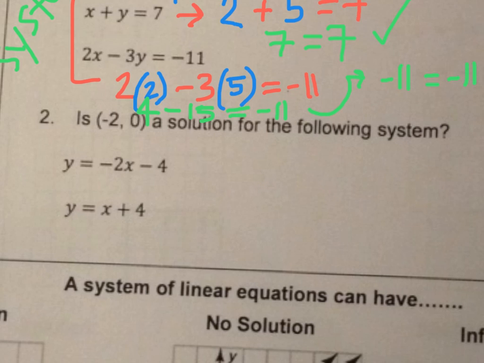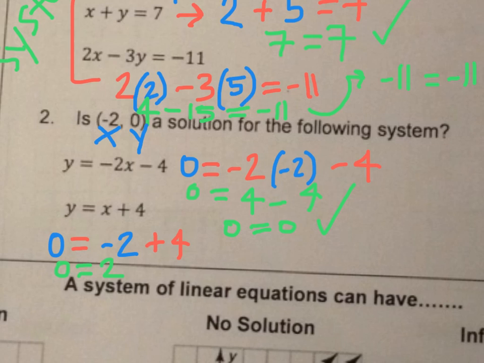Now pause the video and try number 2 on your own and do exactly what I did on number 1. If you plug in the point and get a true statement for both equations, it is a solution to the system. If one or both of the equations are not true statements, then it is not a solution. For the first equation, we get that 0 is equal to 0, and that is a true statement. But for the second equation, we get 0 is equal to 2. That is not a true statement because 0 will never ever be equal to 2. So because one of the equations is not a true statement, this point (-2, 0) is not a solution.